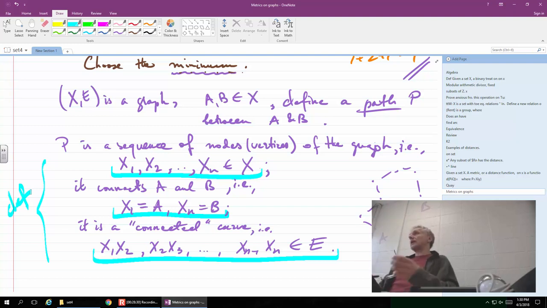So this one is not exactly a continuous curve because there is nothing in between. There is nothing located there. There are two consecutive points, as we put x1, x2, but there are no other points between them. Okay?